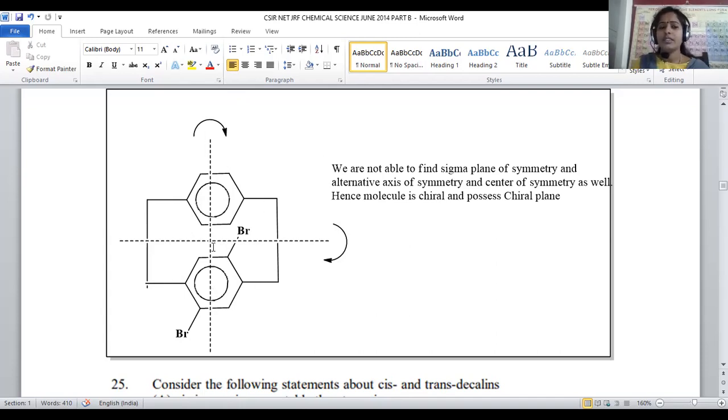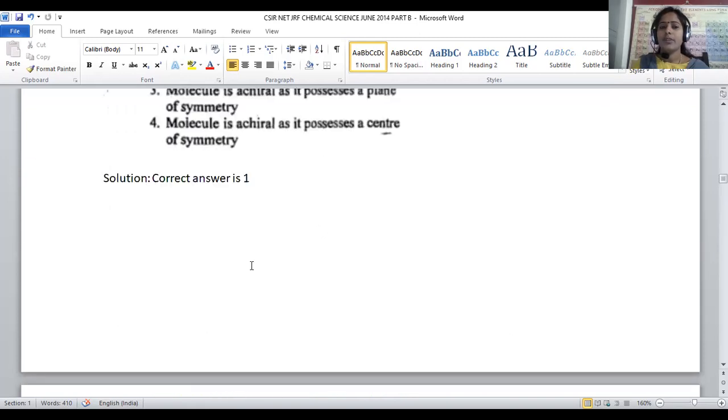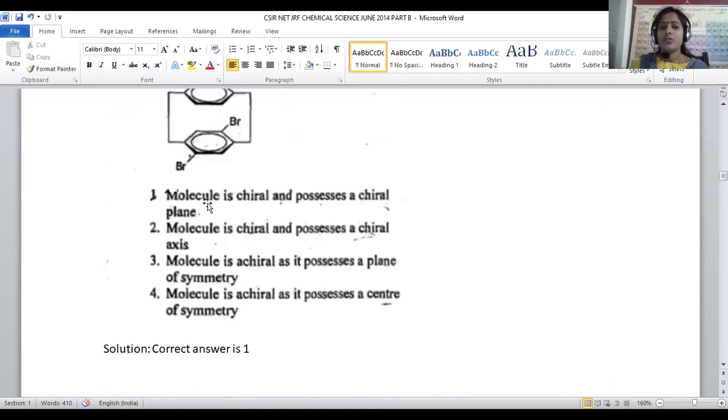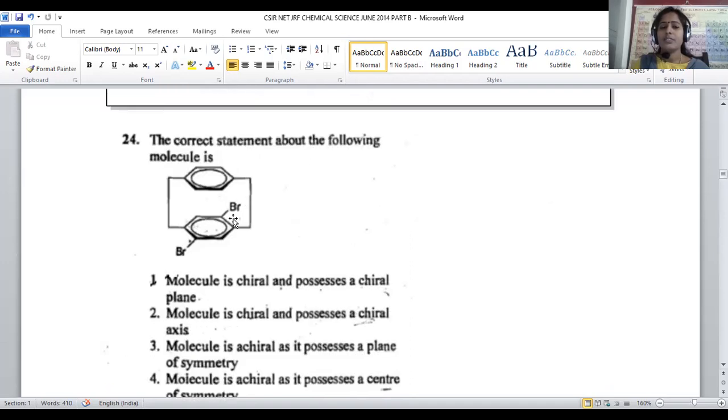If any molecule lacks all the symmetry elements, it is assigned as a chiral compound. So that will become a chiral compound. So the molecule is chiral and possesses a chiral plane. That is purely because of the presence of the dibromo functional groups on this benzene.